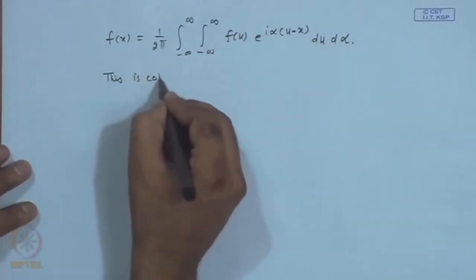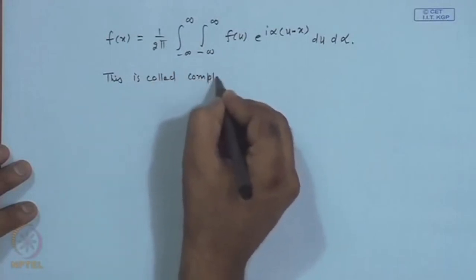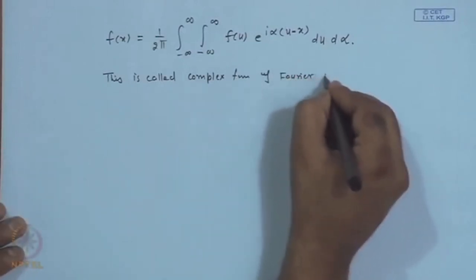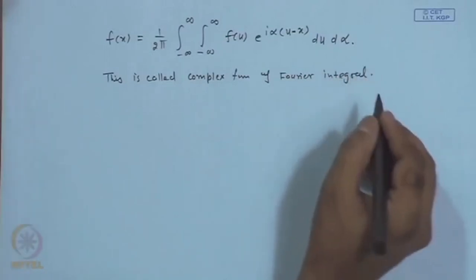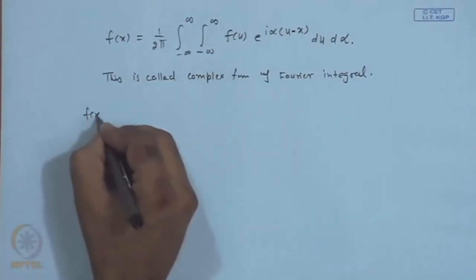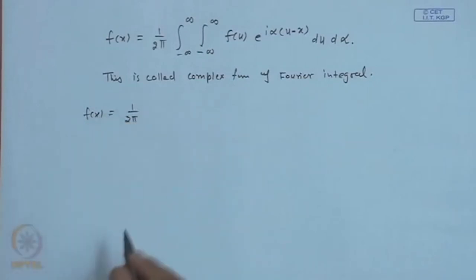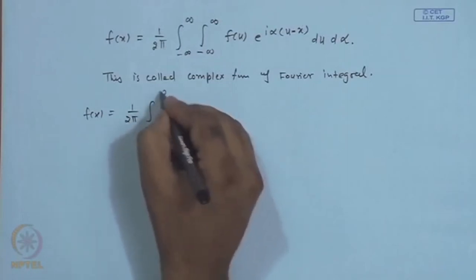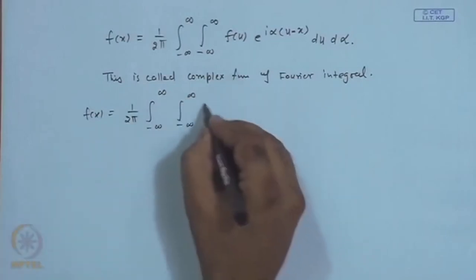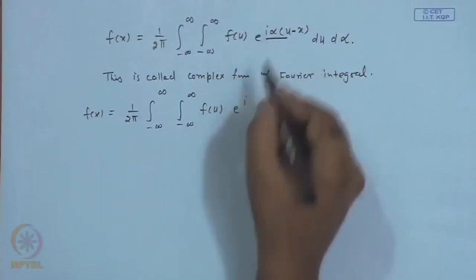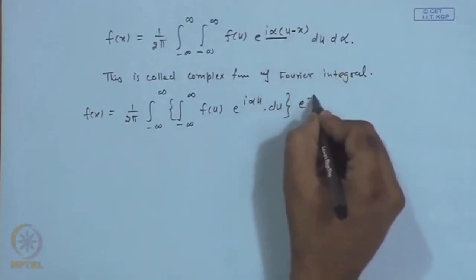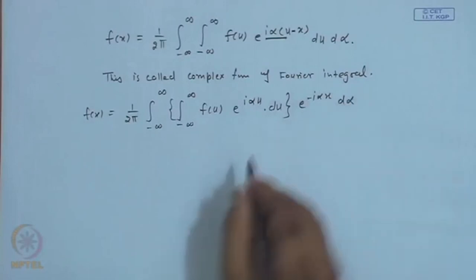the complex form of Fourier integral. So, in this complex form, we just rewrite this to define the Fourier transform and Fourier inverse transform: minus infinity to plus infinity, and minus infinity to plus infinity again, f u e to the i alpha u du, that is one integral, and then we are left here with e to the minus i alpha x d alpha.